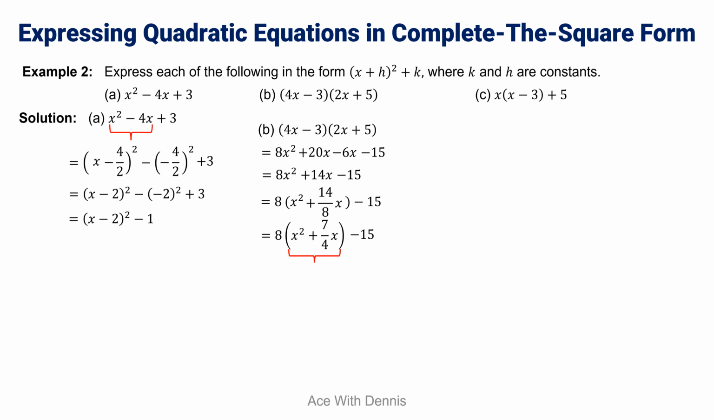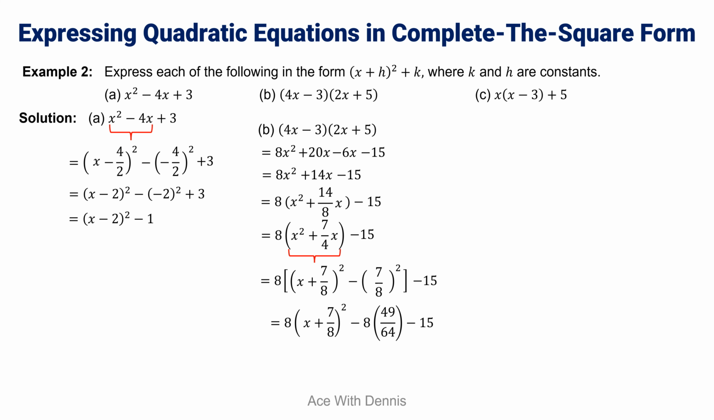We look at these two terms, x squared plus 7 over 4x. Hence it becomes, the constant we copy down, 8. Then bigger bracket here, and big bracket square minus small bracket square here. So start, then minus 15. So the first bracket I will write as x plus 7 over 8, because 7 over 4 divided by 2, I will get 7 over 8. The smaller bracket also 7 over 8.